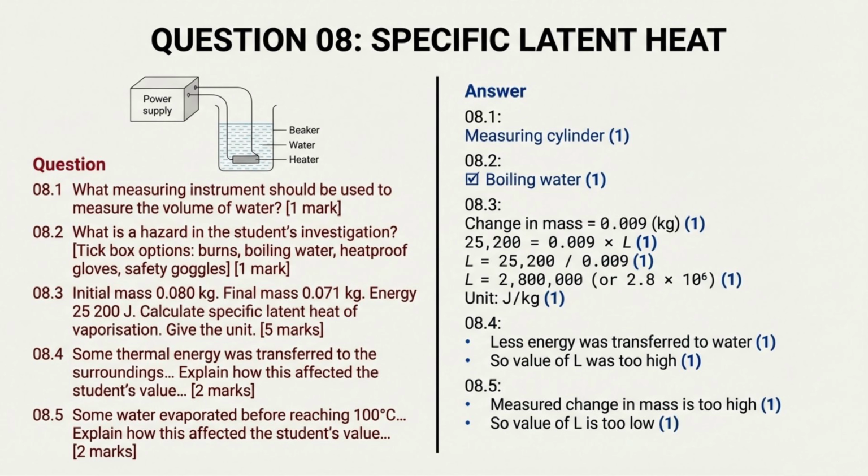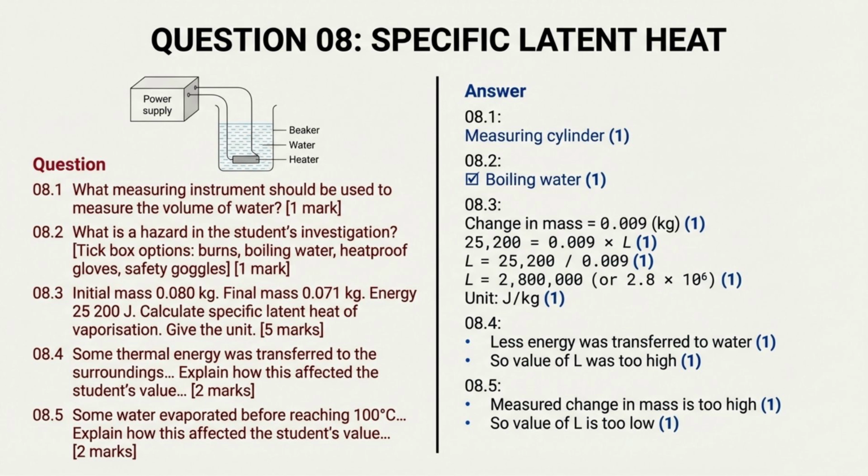Question 08 takes us to specific latent heat. We have a diagram of a heater submerged in a beaker of water on a balance. 08.1 asks what instrument is used to measure the volume of the water. The diagram shows a beaker, but the mark scheme is very clear. You should use a measuring cylinder for accurate volume. 08.2 asks to identify a hazard in the experiment. You're heating water, so the hazard is boiling water. It can cause burns. Simple enough.